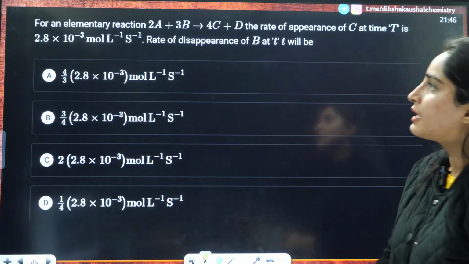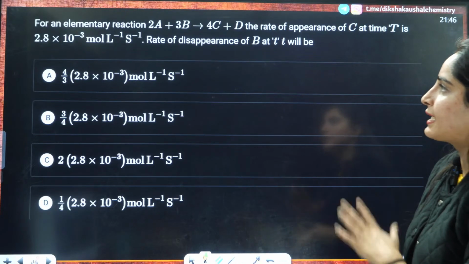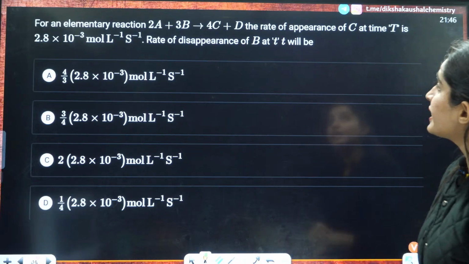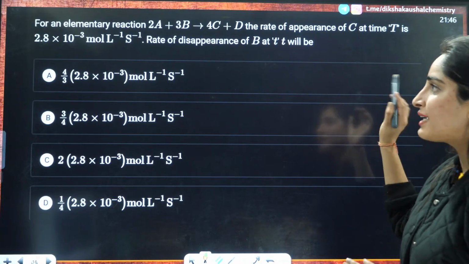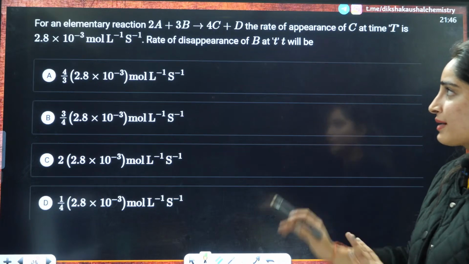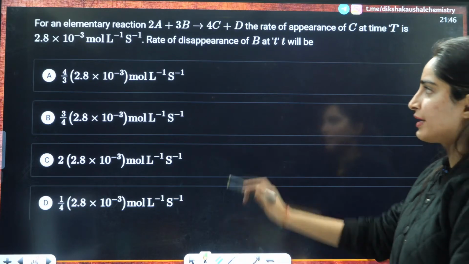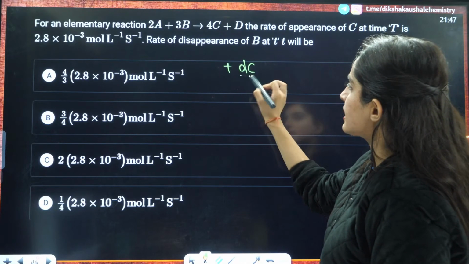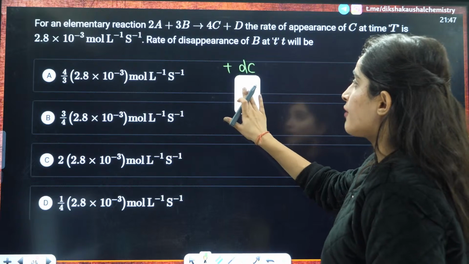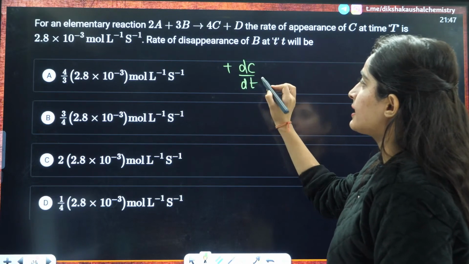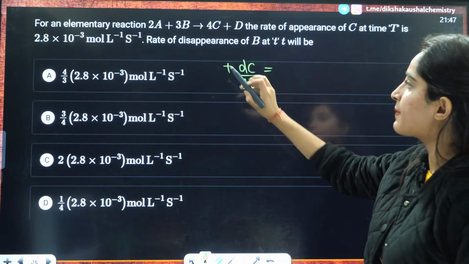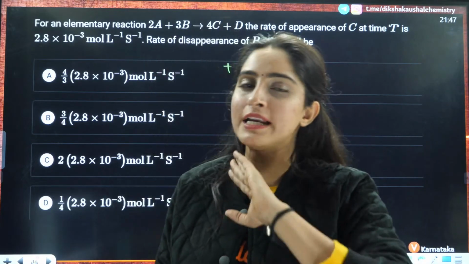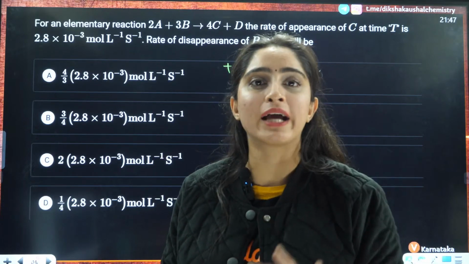Then you have an elementary reaction, that means it is just occurring in one step. The rate of appearance at time t is given, and you have to find out the rate of disappearance of B. Rate of appearance is always positive. I have covered this in so much detail. The rate of appearance or rate of disappearance will never be divided by the moles, right?